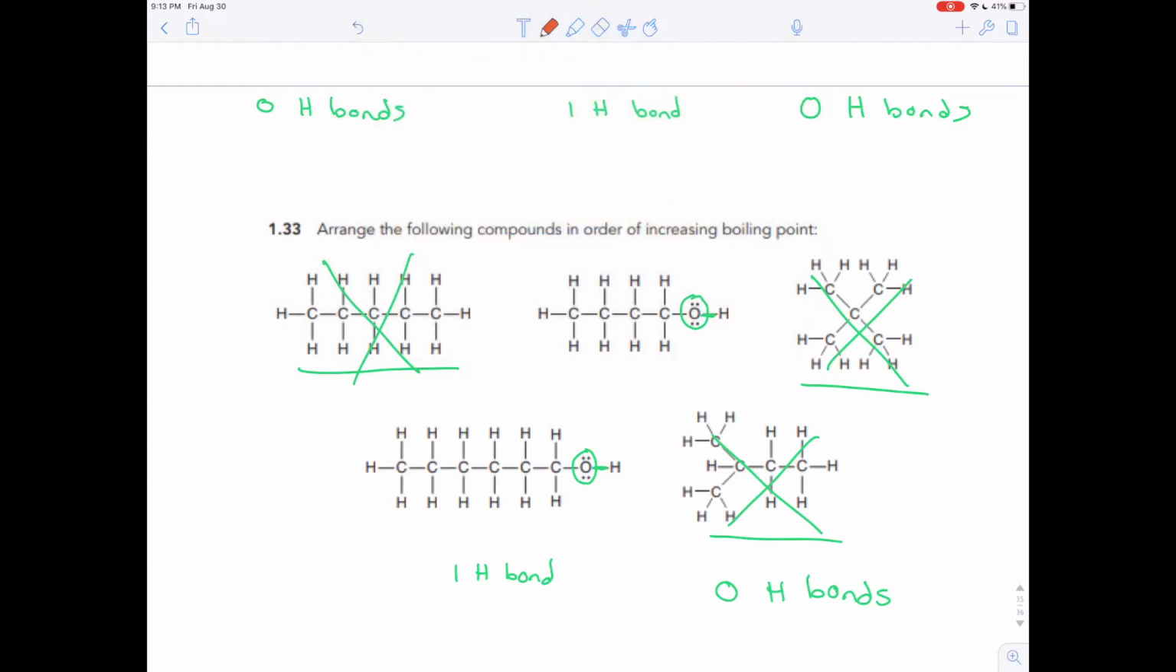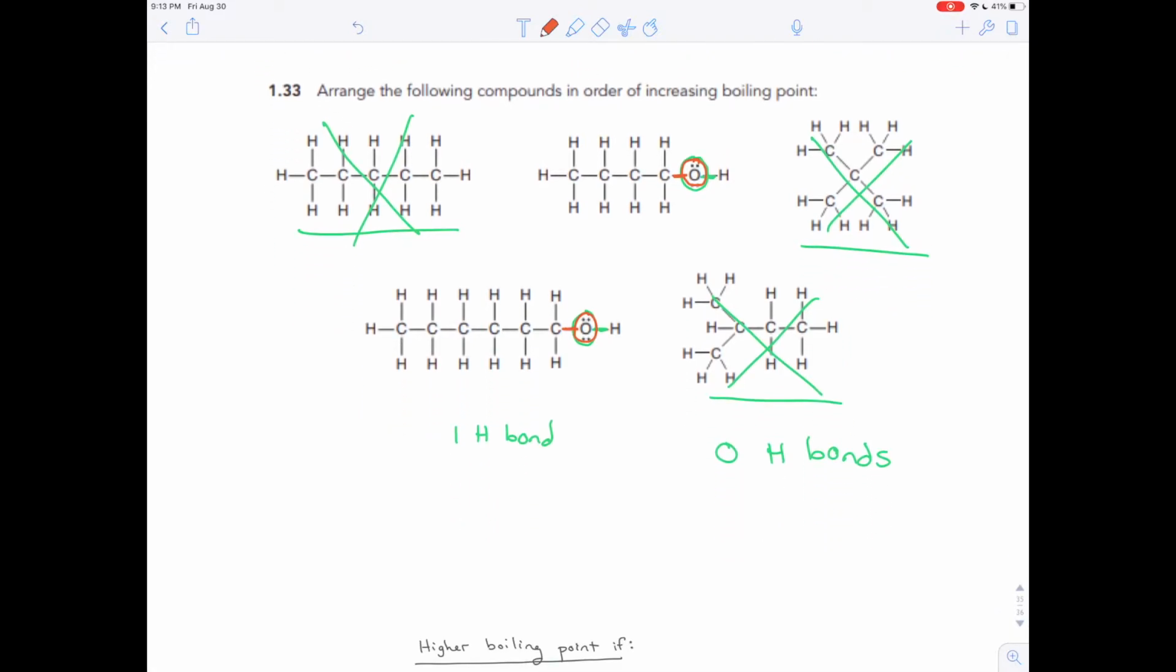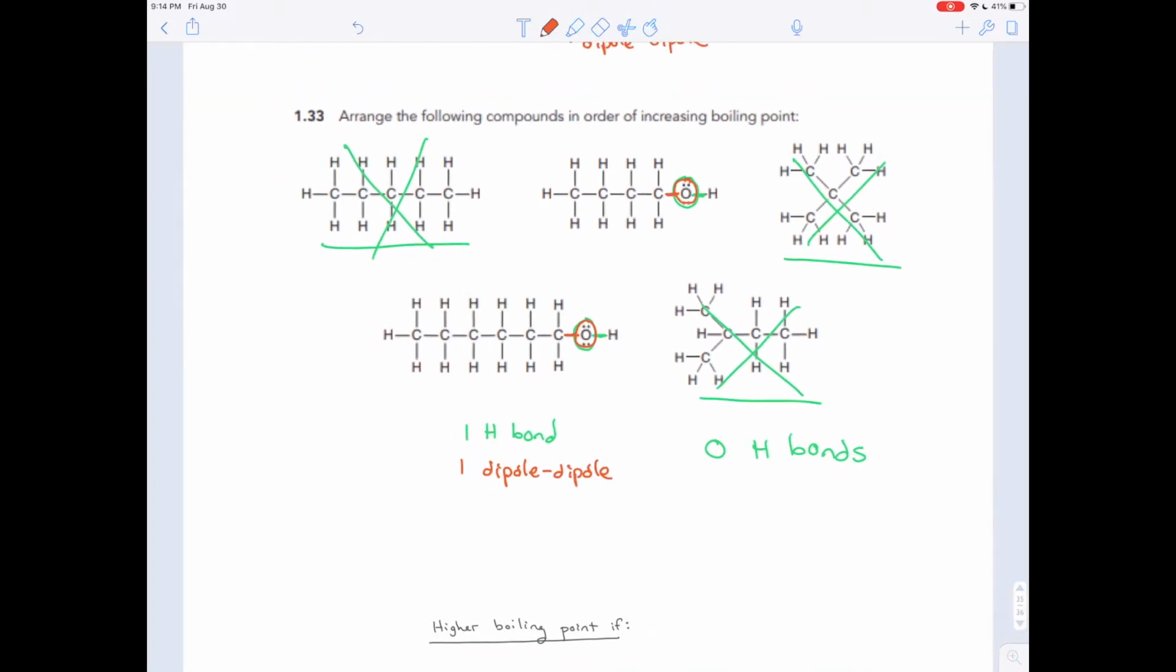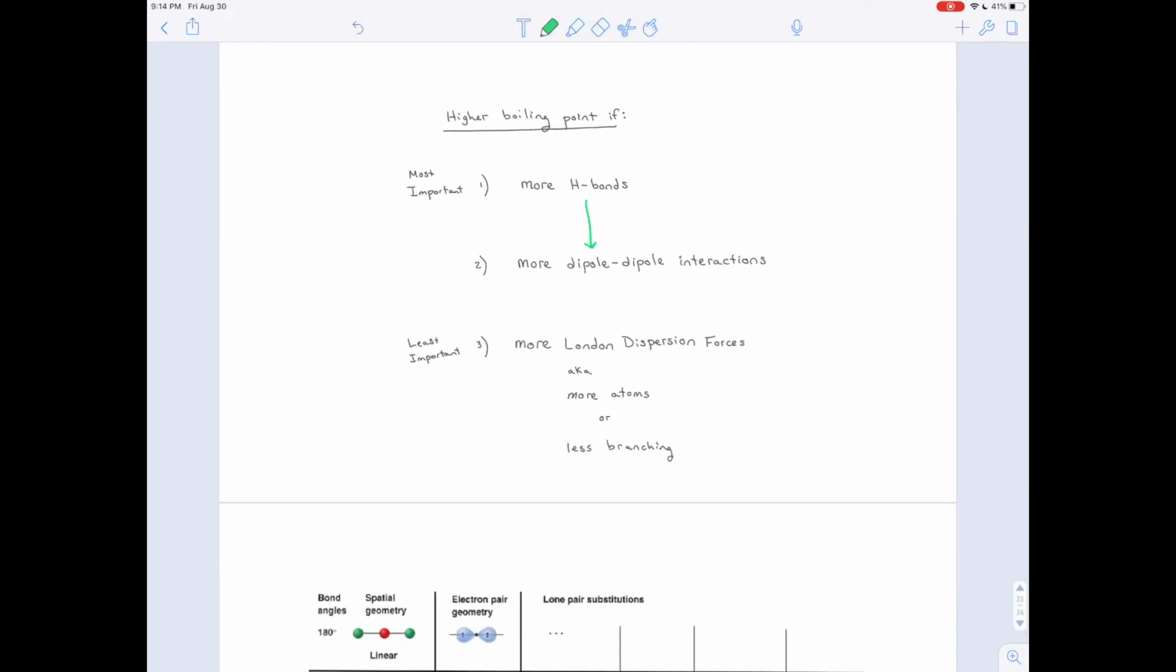Here, I'll draw these in orange. So we have our nitrogen, oxygen, fluorine, or chlorine, and it's bonded to something other than hydrogen. So that is able to form one dipole-dipole interaction with another molecule. And down here we have our nitrogen, oxygen, fluorine, or chlorine, and it's bonded to one other thing that's not hydrogen. So that also is able to form one dipole-dipole interaction with another molecule. Okay, so we're keeping tabs. They tie again. Anytime they tie, you go to the next one down on that flowchart.